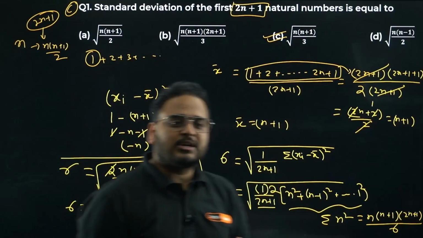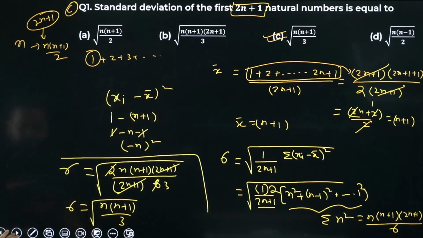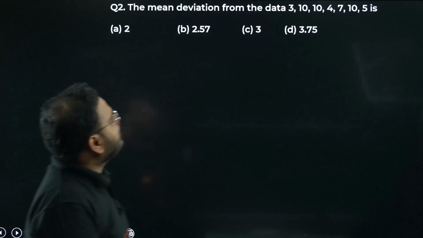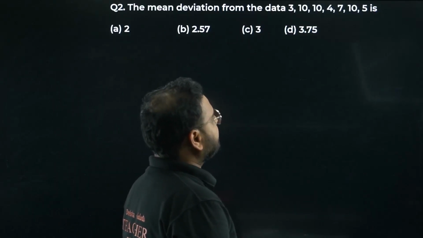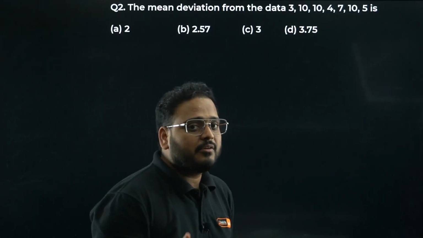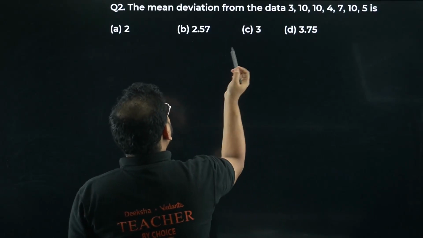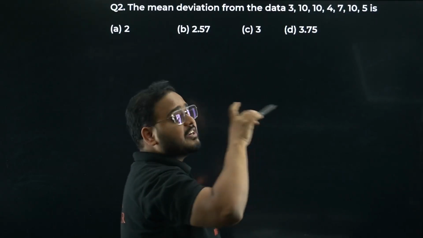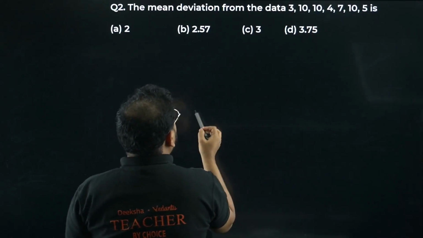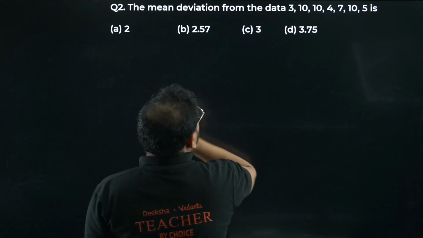Okay, moving on to the next question. Question number 2. The mean deviation from the data 3, 10, 10, 4, 7, 10, 5. Mean deviation, we have to find the mean first of all. Basically, what are they asking? They're asking you to find the average of the deviations. So how do you find that?